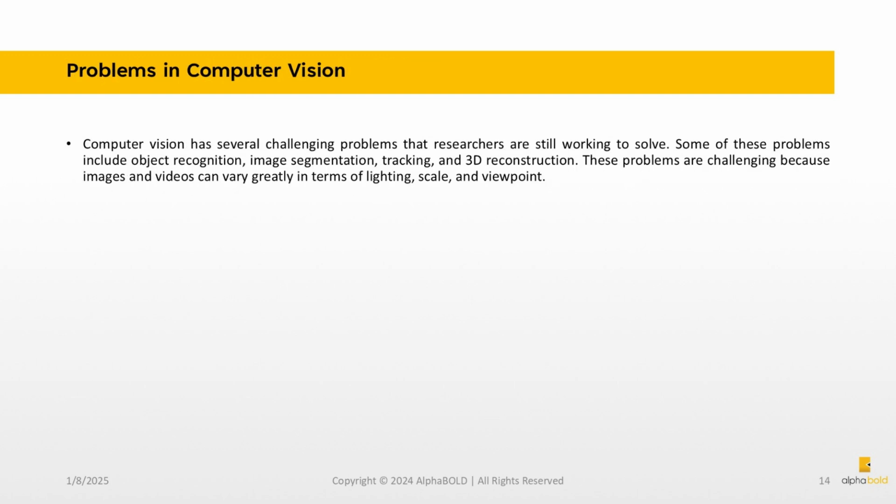Computer vision has several challenging problems that researchers are still working to solve. Some of these problems include object recognition, image segmentation, tracking, and 3D reconstruction. These problems are challenging because images and videos can vary greatly in terms of lighting, scale, and viewpoint.